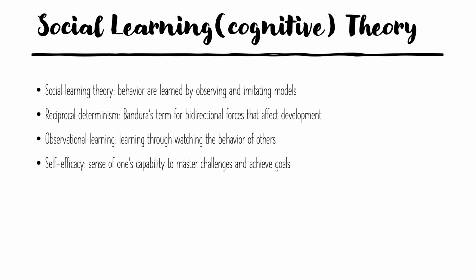Children not only learn by watching others and modeling their behavior, but they can take the pieces they learn from others and put them together to form their own styles. As they learn different standards, they are able to judge themselves and begin to master challenges and active goals of self-development. Now, this is important because it basically helps to explain how we get to self-efficacy, which is the sense of one's capability to master challenges and achieve your goals.